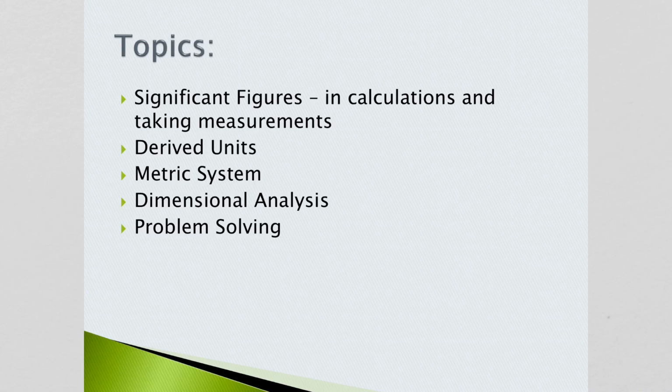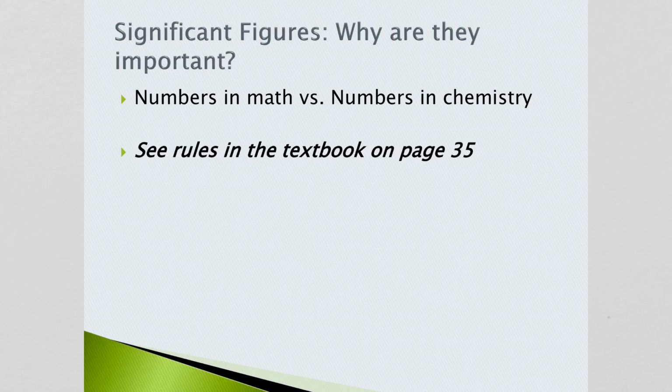This video is going to cover the topics of significant figures, derived units, the metric system, dimensional analysis, and problem solving in general. So first, significant figures. Why are they important? Numbers in math versus numbers in chemistry. Up until this point, when you are solving problems in math, your teacher has probably told you, round your final answer off to a certain decimal place or a certain number of digits.